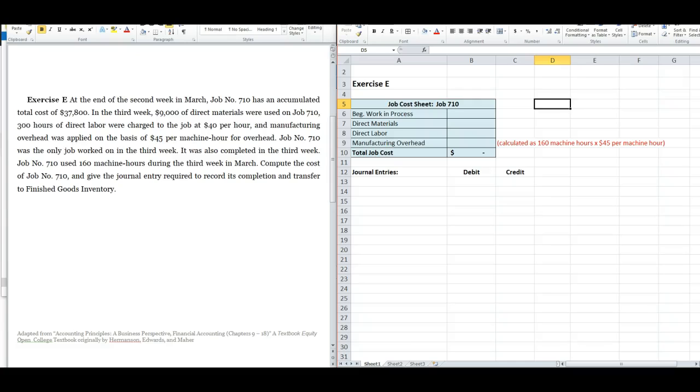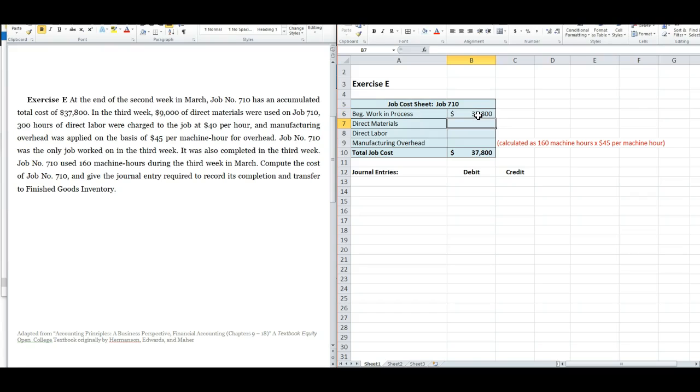In this lesson, we're going to talk about job costing. Job costing is a way that we can track the direct materials, direct labor, and overhead for a specific project. We're going to use exercise E from the Chapter 2 exercises of our textbook. It says, at the end of the second week in March, job 710 has accumulated total costs of $37,800. This $37,800 are the costs incurred to date, or what the costs are in beginning work in process.